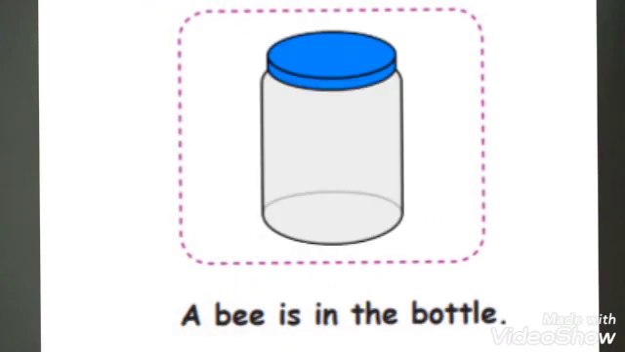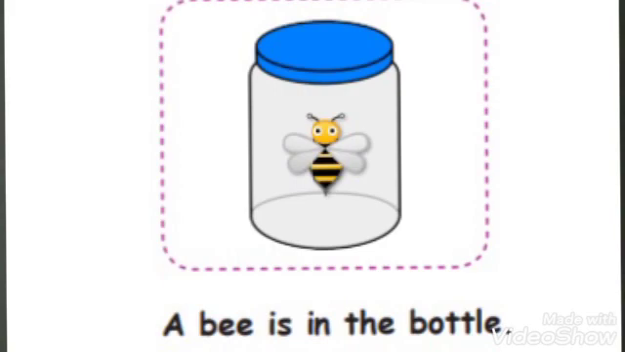Look at the fourth sentence. A bee is in the bottle. Which preposition is given in this sentence? Yes, in. In means inside. So, we have to draw the bee in the bottle.